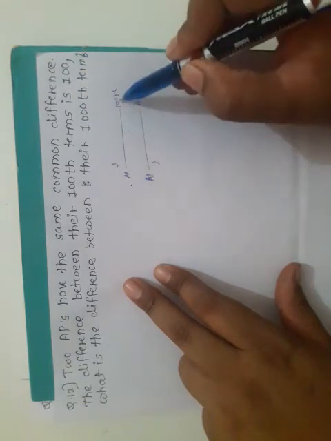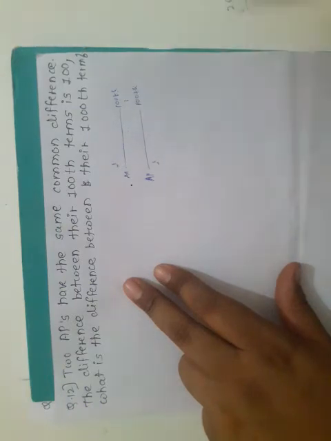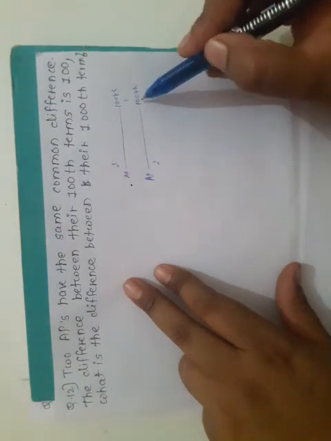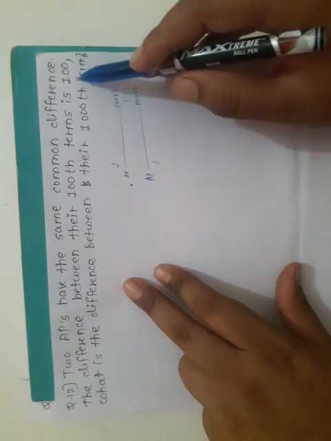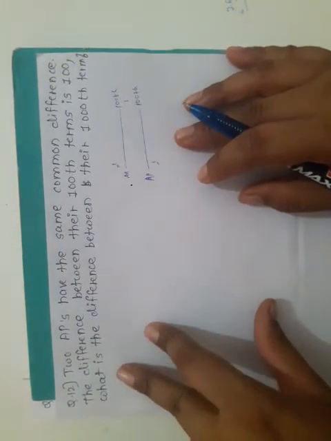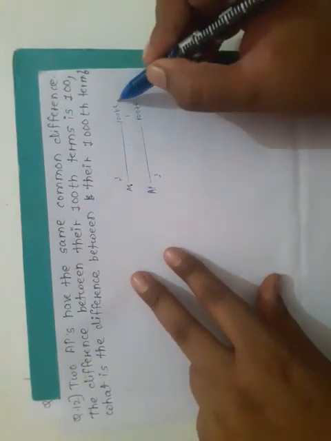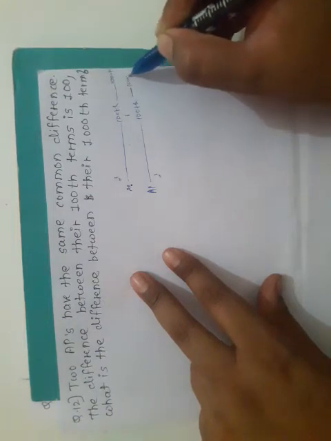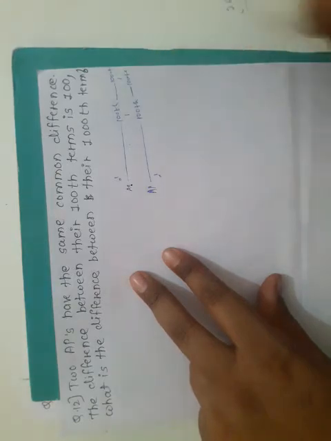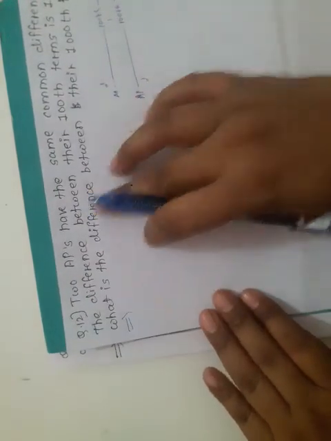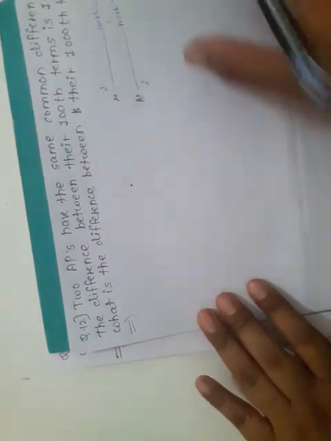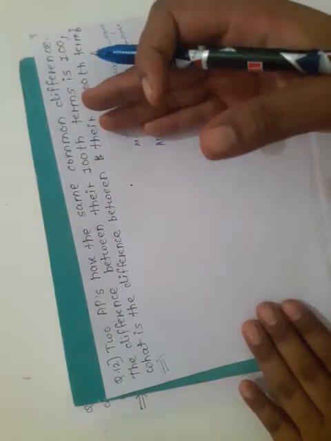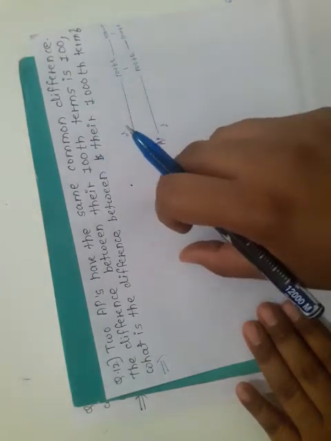Okay, means if the first AP has a 100th term, whatever it is, and the second AP again has a 100th term, then the difference between these 100th terms is 100, given to us. Then we have to find out what is the difference between their 1000th terms. If this AP has a 1000th term and this second AP has a 1000th term, then what is the difference between these 1000th terms, that we have to find out. So see here, two APs have the same common difference, but their first terms are different.